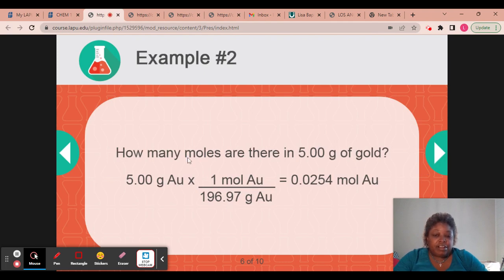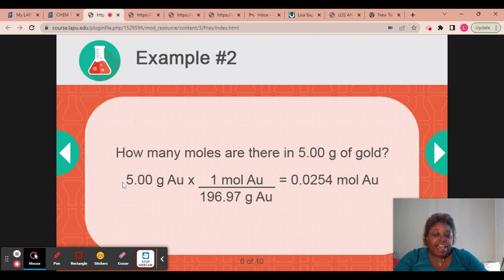All right. So if we start off with grams and we want to go to moles, then we use the same method. We're given 5.00 grams, so we're going to start with that. Au is the symbol for gold. We're going to multiply it by 1 mole of gold over 196.97 grams of gold. That number, remember, comes from the periodic table. Now, instead of multiplying by our grams, we're dividing because they are on the bottom. We get 0.0254 moles of gold.